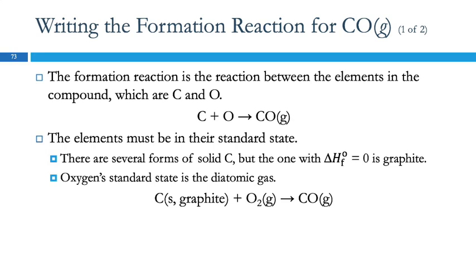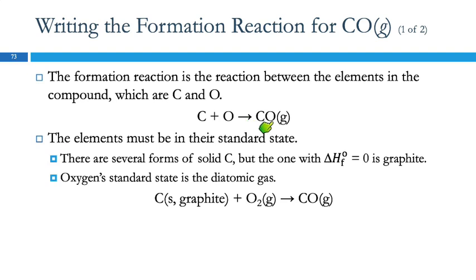So we're going to write the formation reaction for carbon monoxide. So here's our carbon monoxide gas. That's what we're writing it for. And then we're going to look at what are the elements here. Now, this formation reaction does not necessarily represent how that compound can be made. This is just a kind of a hypothetical thing.